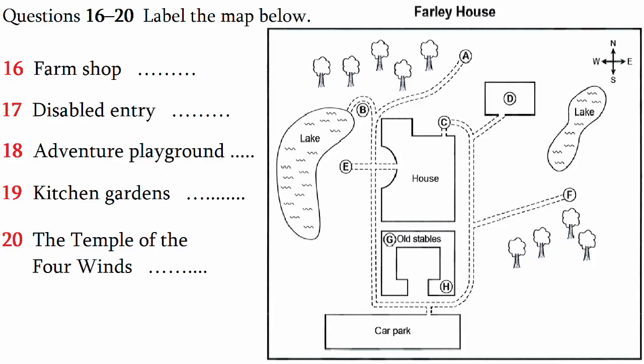I know that one or two of our visitors may not be all that mobile. The main entrance to the house has a lot of steps, so you might want to use the disabled entry. This is on the far side of the house from the car park. Children will probably be most interested in the adventure playground. That's at the northern end of the larger lake, in a bend on the path that leads to the lake. There's lots for children to do there.